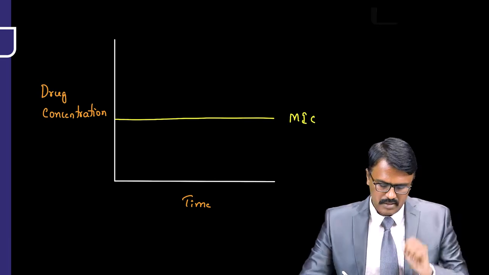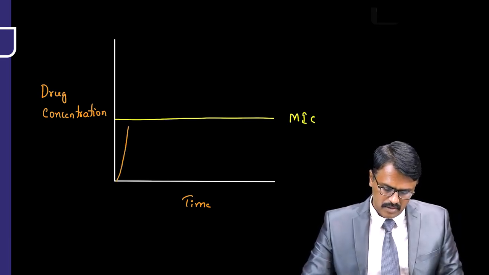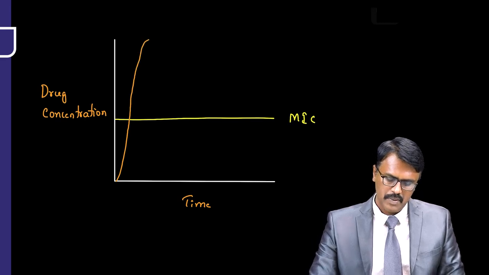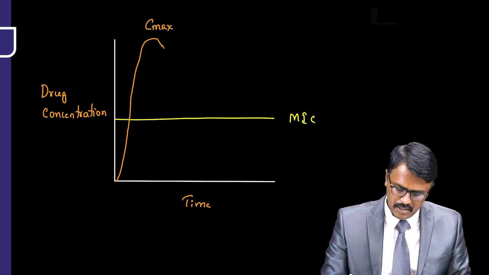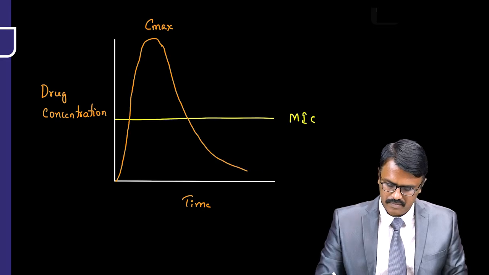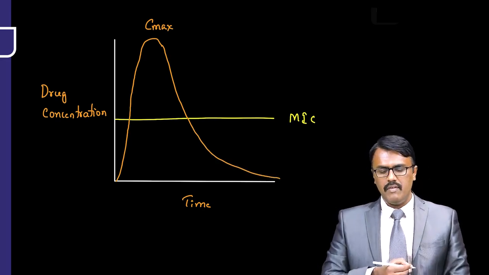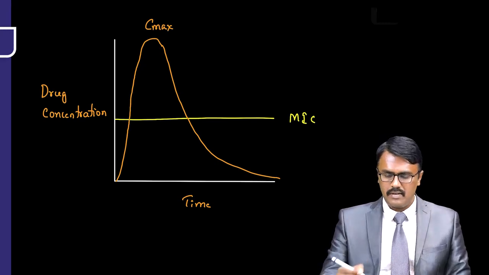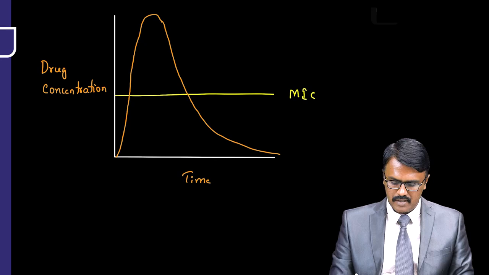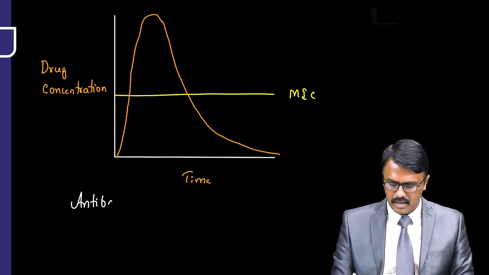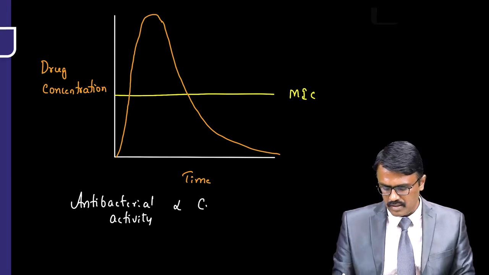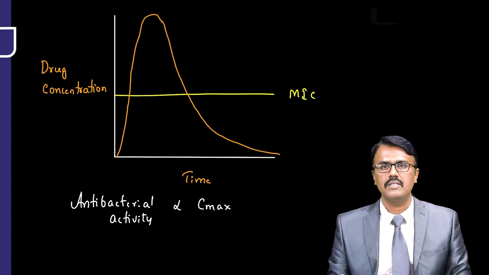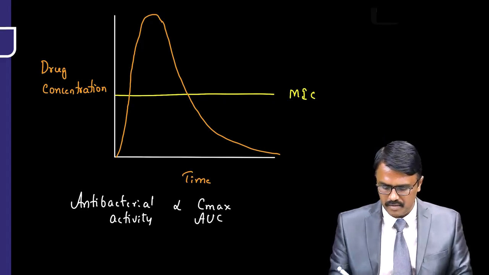So when we give certain drugs, we have to give them in high concentration. When they achieve the peak, this peak is called Cmax. And after reaching the peak, they will come down like this. The antibacterial or killing activity of these drugs depends on the Cmax as well as the area under the curve.